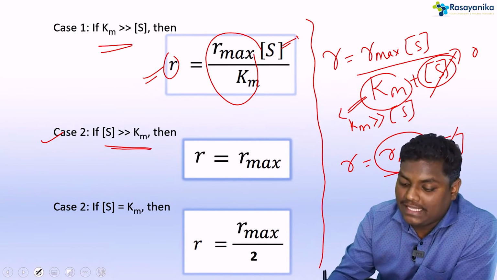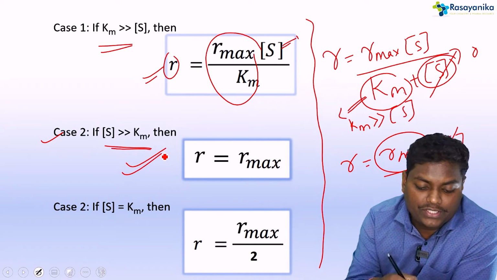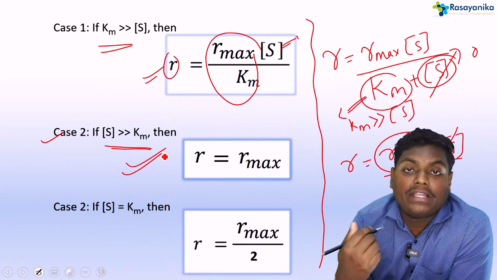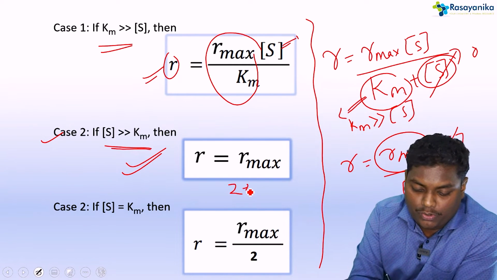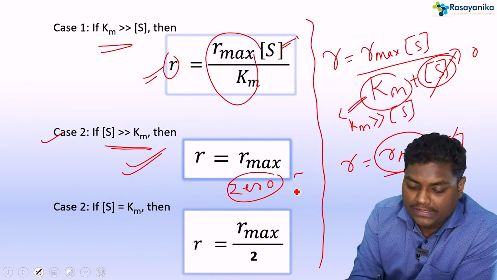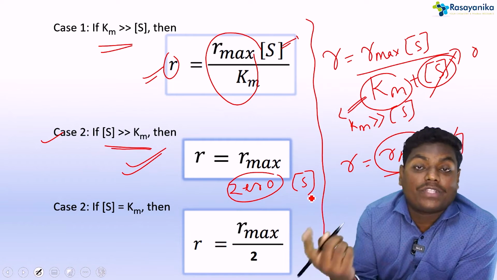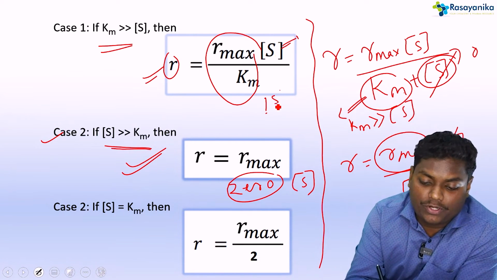Since Km is negligible, we can neglect that. So this will cancel out, and the equation becomes: the rate will be Rmax. So this will be zero order with respect to the concentration of the substrate. The earlier case will be first order.